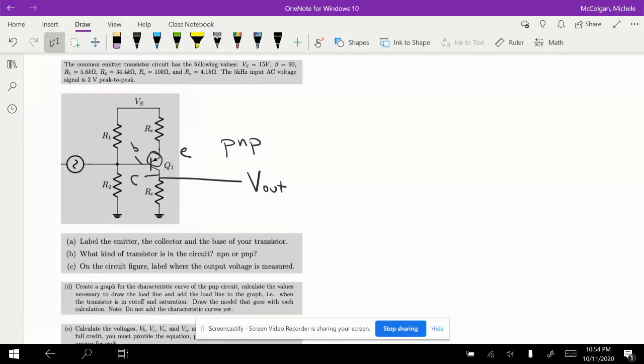Next it says create a graph for the characteristic curve of the PNP circuit. So we need to calculate the values to draw the load line. That's the first thing we're going to do. So let's draw our graph. This is our VCE, or let's say VEC for now, because we have a PNP, so we're going from our emitter to our collector. Our y-axis is going to be IC, and our units are milliamps in this case, and volts here.